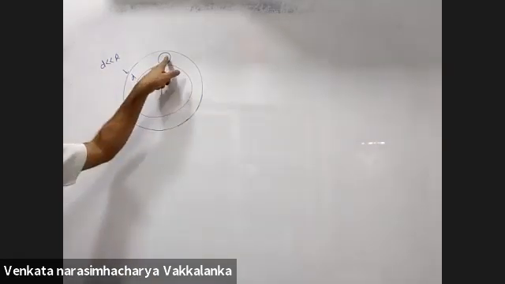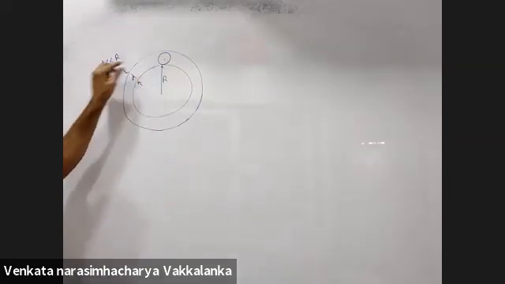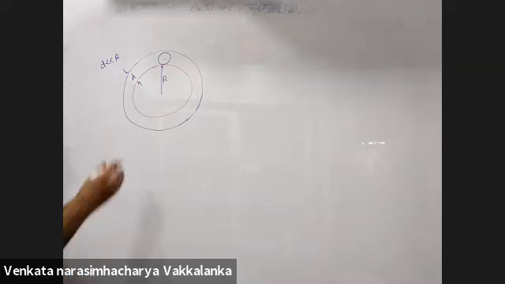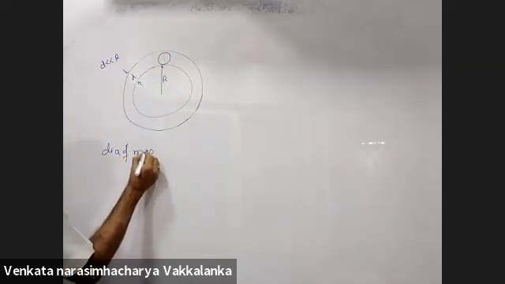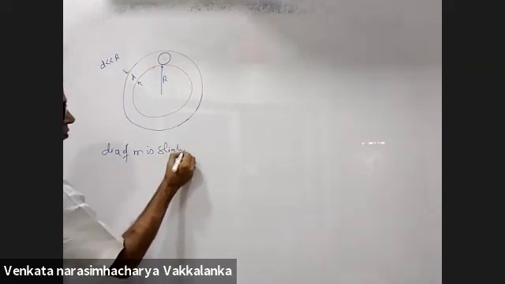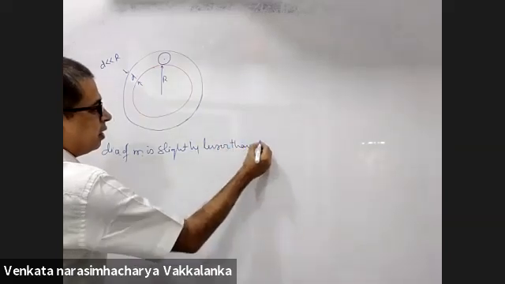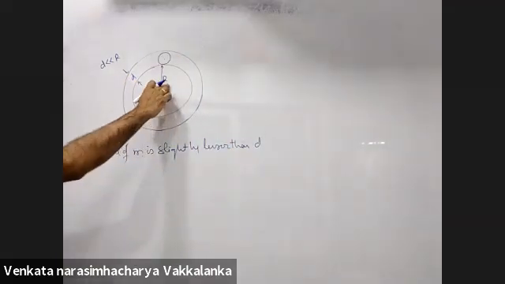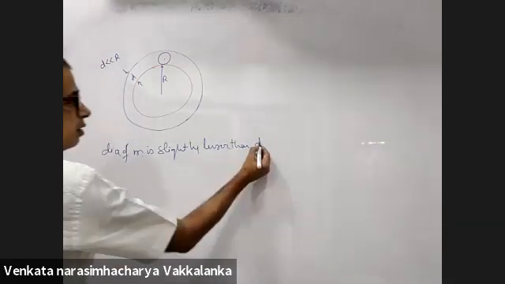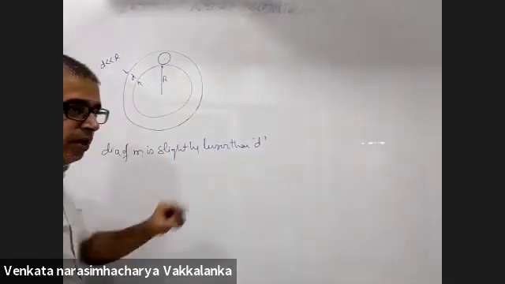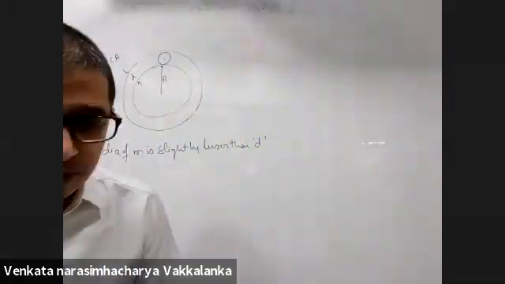Now there is a bob or body of mass m whose diameter is slightly lesser than d. D is very small when compared to r. So effectively the radius is taken as r. This diameter is infinitesimally small when compared to the diameter of the tube.